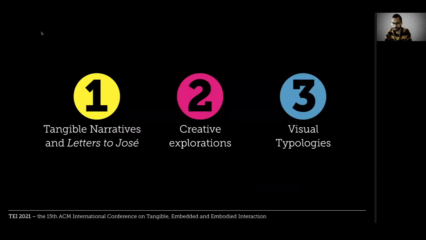This presentation is going to be organized in the following way. First, we're going to start with a quick overview of tangible narratives, and then we're going to present Letters to Jose. Second, we'll discuss some of the creative explorations that we did during this research. And finally, we conclude by proposing a visual typology that can describe and define artifacts for this type of narratives.